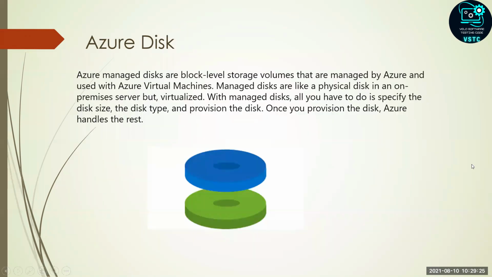And next thing is disk. It requires a disk. Disk in the sense hard disk. Whatever in our laptop, we will have some hard disk, right? Maybe SSD or standard disk drive. Anything. Solid state or standard. So even we have those two types in Azure managed disk as well.